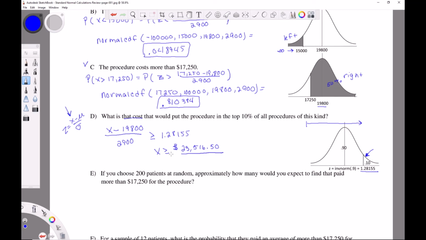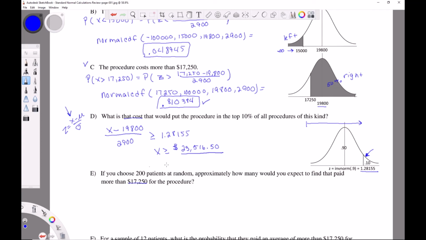All right, so that's kind of the standard stuff. I'm going to show you how this can be modified somewhat. So if you choose 200 patients at random, approximately how many would you expect to find that paid more than 17,250? Okay, now we know what the probability is for any one person paying that much, right? That is going to be this, right? And just think, they either pay that much or more, or they don't. Sounds binomial to me, all right?